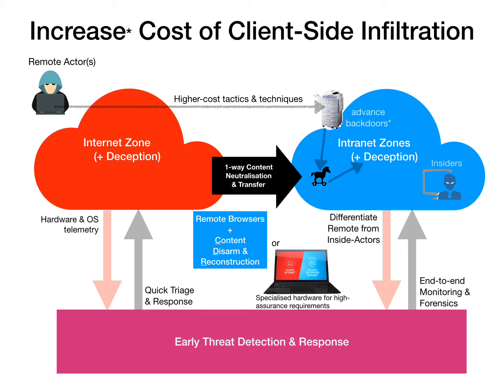Users can safely review external contents. CDR and one-way data flow support external content transfer into the internal networks. Well-designed deception is only visible to the remote actors. We use them within the zones to reliably differentiate threat actor types. Our approach to Zero Trust Client Zone combines end-to-end visibility from user actions to processes to network sessions to increase the cost of attack and achieve early threat detection and response.